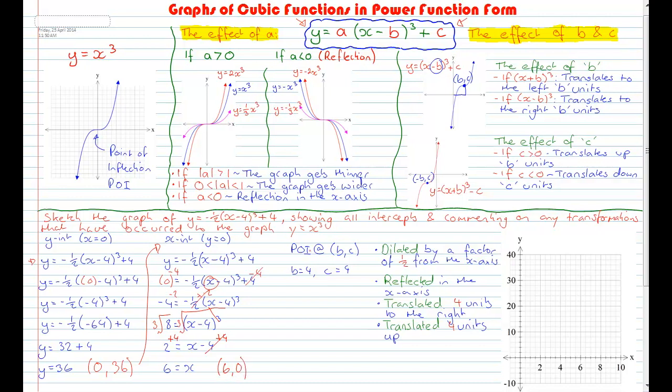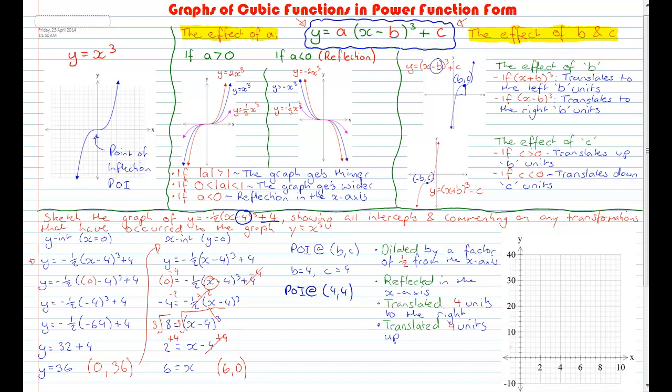Going through now and finding our point of inflection, we've got that at the point (b, c). Now our b was equal to 4, because if you have a look up at the equation up here, it's the opposite of negative 4, so b is equal to 4, and our c is equal to 4, which you can see here. So the point of inflection is at the point (4, 4).